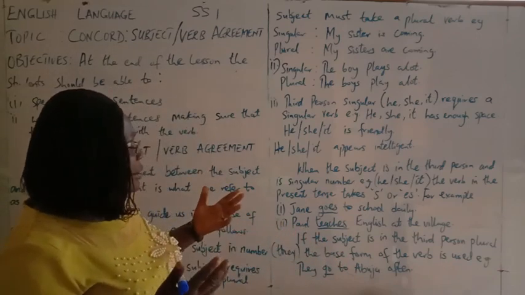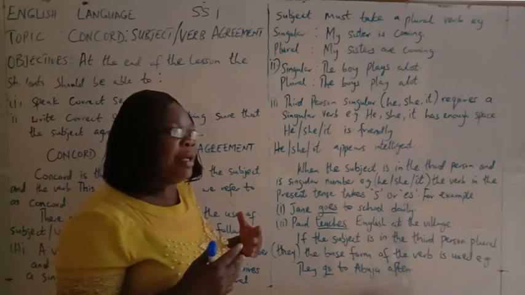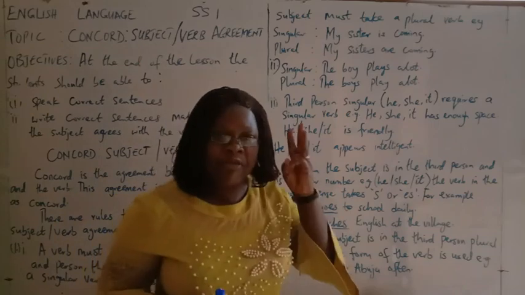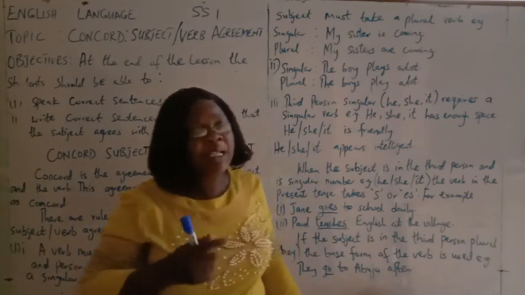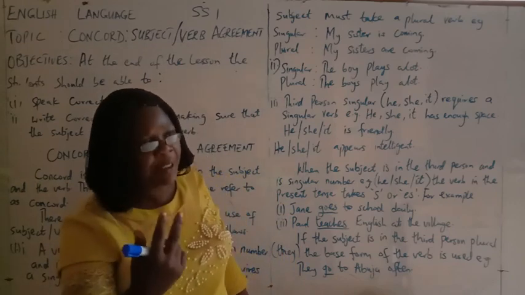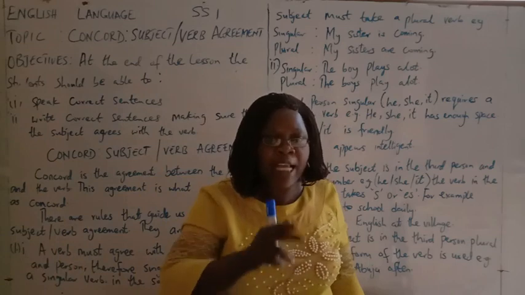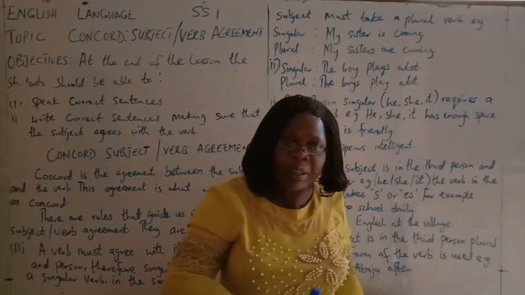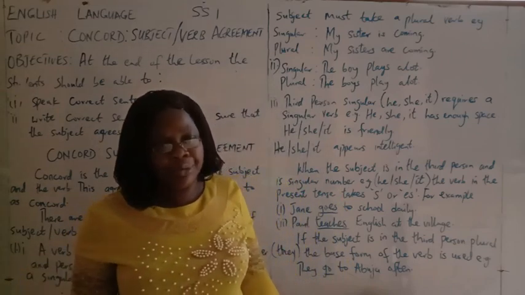Now let's see that of the third person. First of all, before I enter the third person, I hope you still remember the fact that we have first person, second person, third person. The first person is the person that is speaking. The second person is the person that the speaker is talking to. The third person is the person or the things the speaker is talking about.